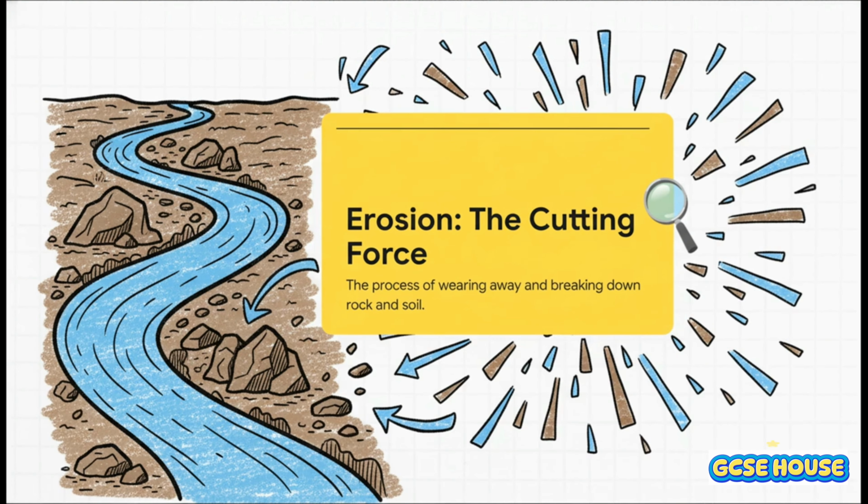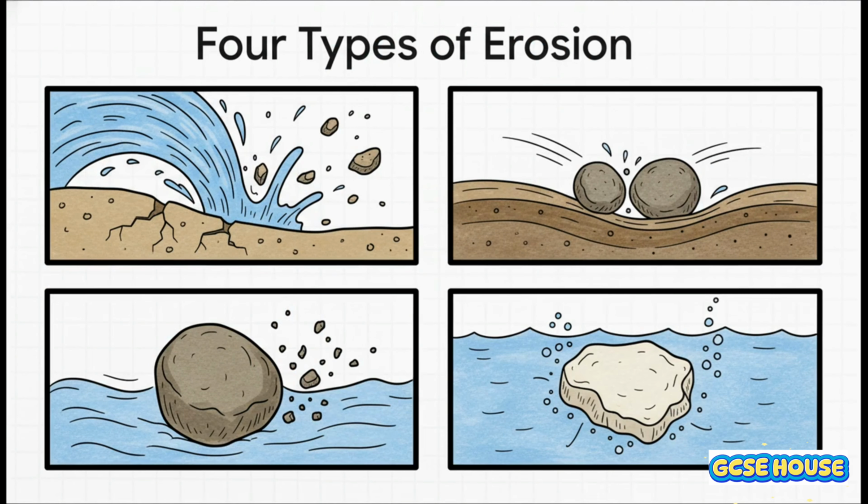Okay, first up is erosion. This is basically the river's cutting power. You can think of it like a sculptor's chisel, just made of water. And it's constantly carving away at the land, breaking down solid rock and soil. And what's really cool is that erosion isn't just one thing. A river has this whole toolkit with 4 different methods.